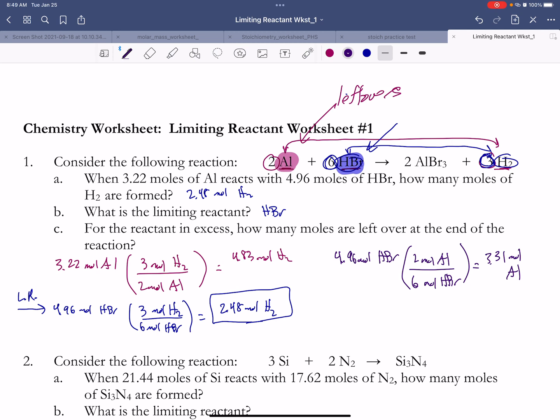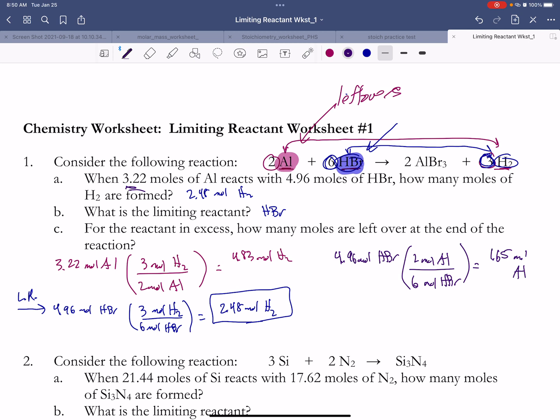Did I do that one right? Times 2. Divided by 3. Oh, I'm sorry. Should have been divided by 6. I'm going to pause right here for a second. My bad. Let's go back to that. So I typed it in wrong. So 4.96 times 2 divided by 6 equals 1.65. Okay, there we go. Much better. 1.65 moles of aluminum. The other number was too high. It was actually more than the 3.22. So I knew that we must have had a problem there because we're supposed to have leftovers.